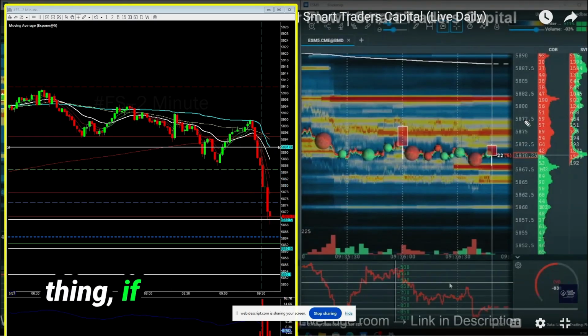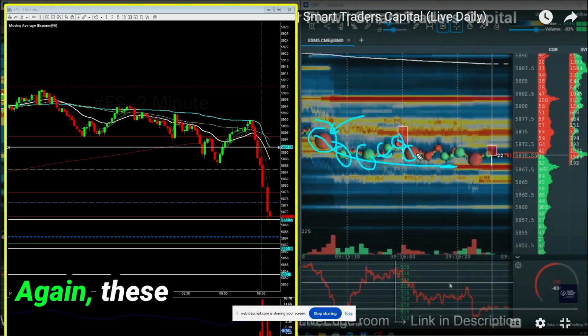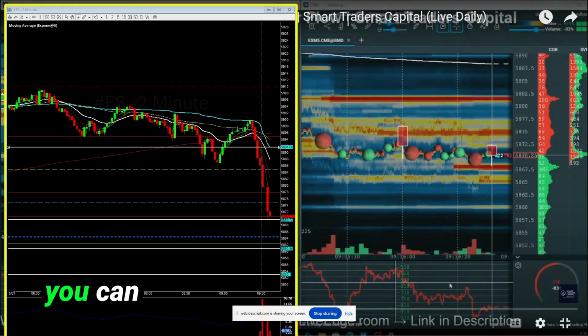Another interesting thing: aggressive sellers come in. There's a red bubble, but the red bubble couldn't break this area, turned into green, and price moved up. Sellers came in again. These aggressive sellers, the red bubbles, were never able to break down 58.67. I want you to play from here, and I'm going to guide you step by step so you can identify the correct trade for yourself.